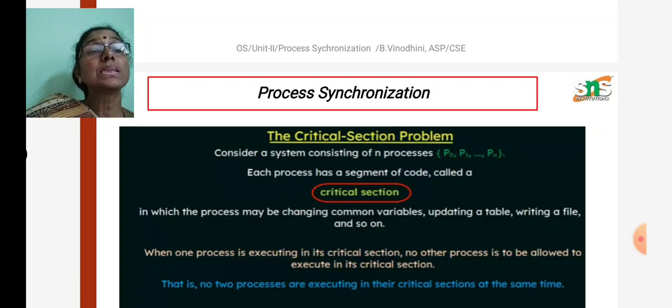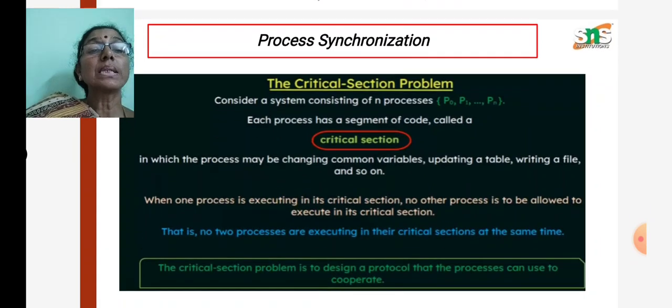Consider a system consisting of n processes. Each process has a segment of code called the critical section, in which the process may be changing common variables, updating a table, or writing a file. When one process is executing in the critical section, no other process may enter its critical section. That is, no two processes execute in the critical section at the same time. The critical section problem is to design a protocol that the processes can use to cooperate.